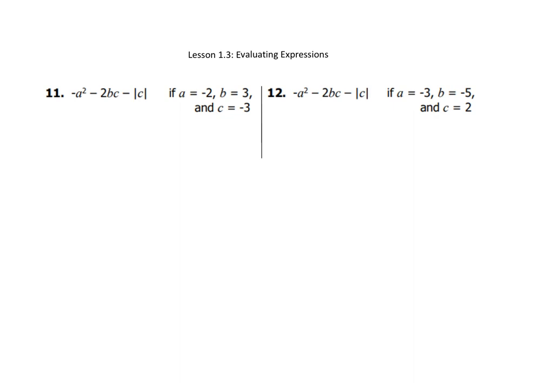Okay, our last 2 examples, numbers 11 and 12, we have the algebraic expressions -a squared minus 2bc minus the absolute value of c. So first I rebuild using parentheses. Negative and then a squared is negative, and then parentheses squared. Minus 2, so the 2 goes there, and then bc, parentheses, parentheses, minus the absolute value of c. So I put those absolute value bars.